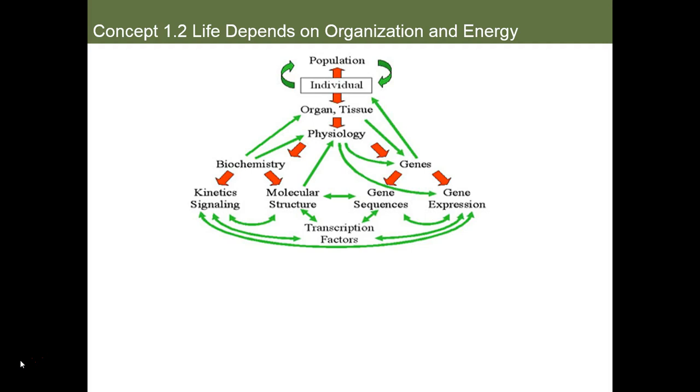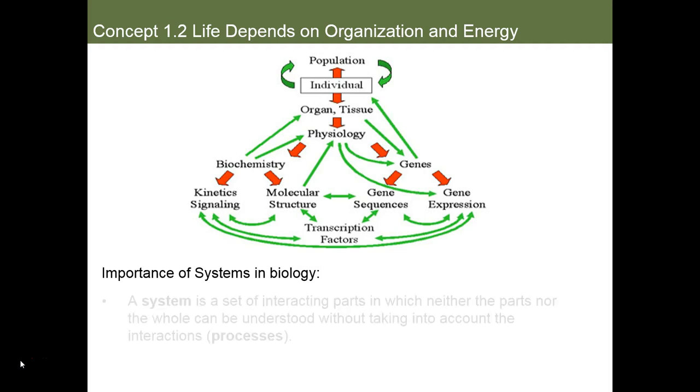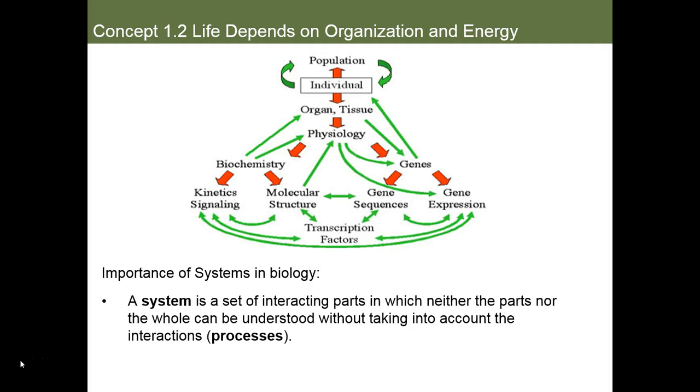All these interactions form systems. A system is a set of interacting parts in which neither the parts nor the whole can be understood without taking into account the interactions. Systems are found at every level of biological organization.